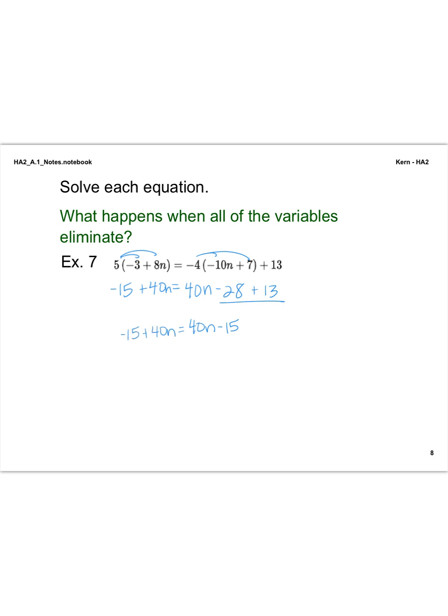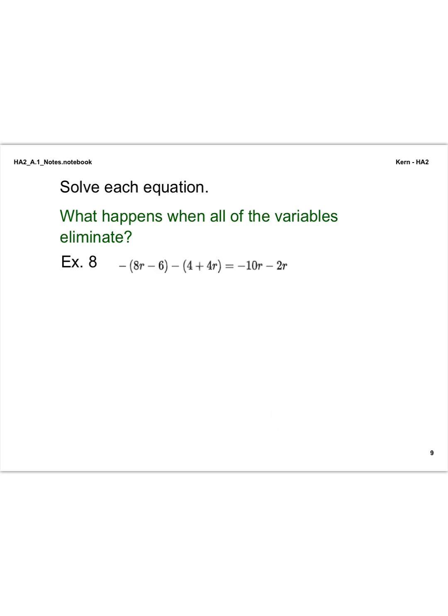And then if you move the 40n's, you'll actually see that they cancel. So you're left with negative 15 equals negative 15. You might be left with different numbers depending on how you did this. But if that happens and all the variables go away, you just have to ask yourself, is this true? Does negative 15 equal negative 15? Well, it does. So we can conclude that it's infinite solutions. And you don't want to stop here. This is your answer, so you should actually write that out.